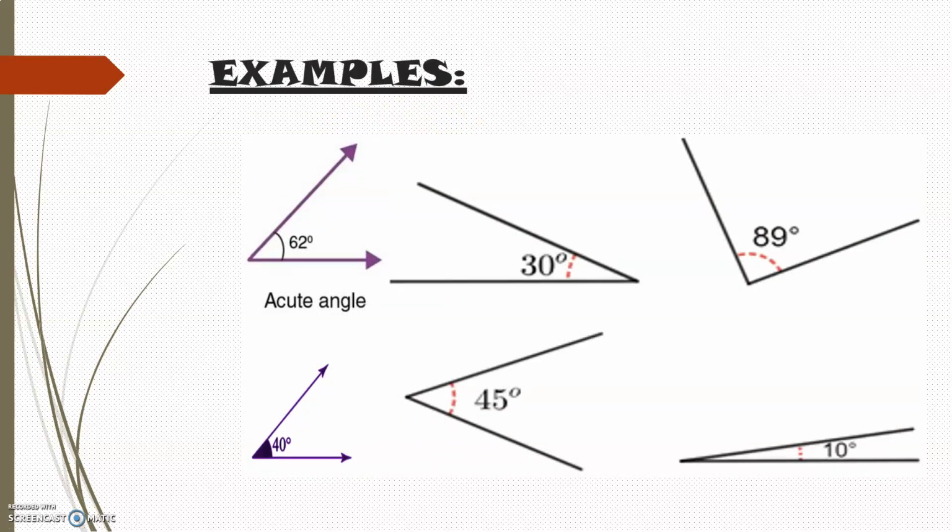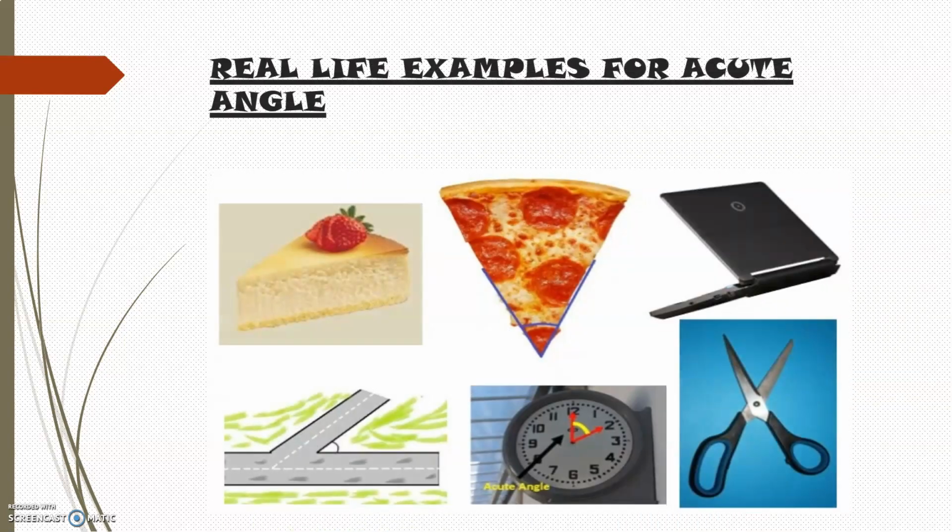And here are some of the examples. Here is an angle which is less than 90 degrees, that is 62 degrees, 30 degrees, 89 degrees, 40 degrees, 45 degrees and 10 degrees. So these are some of the examples for an acute angle. And here are some real life examples for an acute angle. Here the piece of cake, the pizza piece, the half folded laptop, scissors, and the hands of the clock represent an acute angle, and the crossroad is also representing an acute angle.